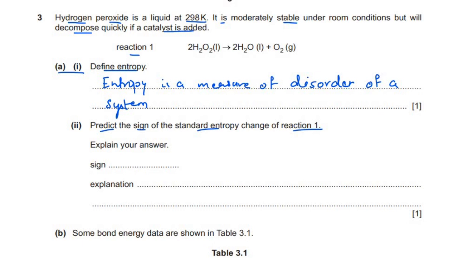So if we have a look at the reaction here, there are two molecules of hydrogen peroxide in the liquid form on the reactant side, and on the product side there are two molecules of water again in liquid form, but then there is one more molecule of oxygen which is in gaseous form. So you can say that the sign is positive. Why? Because for entropy change we always do products minus reactants entropy if you want to find out the entropy change of a system.